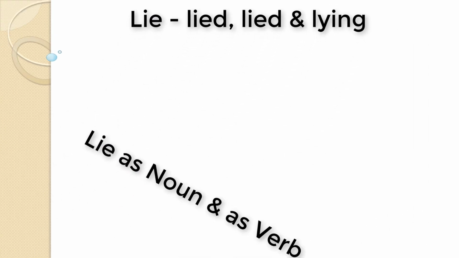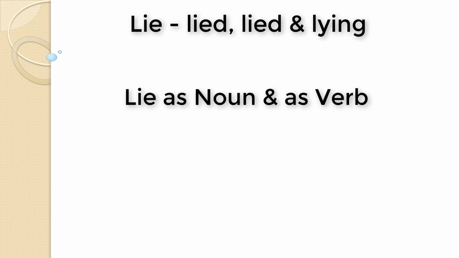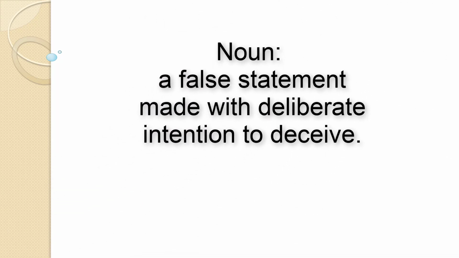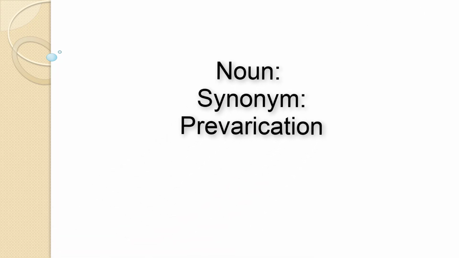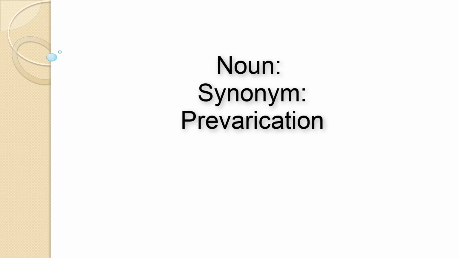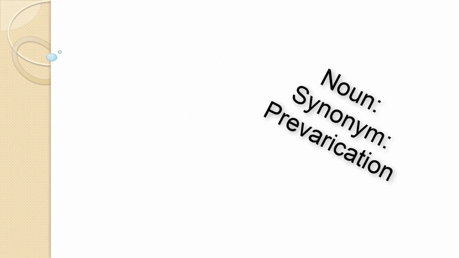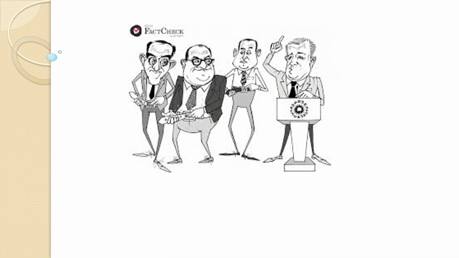In order to better explain, let us understand these verbs one by one. So now let us take the verb lie. Lie has two functions, first as a noun and then as a verb. Noun, a false statement made with deliberate intention to deceive. The synonym of this word is prevarication. For example, his promise was a lie, he told me a lie.